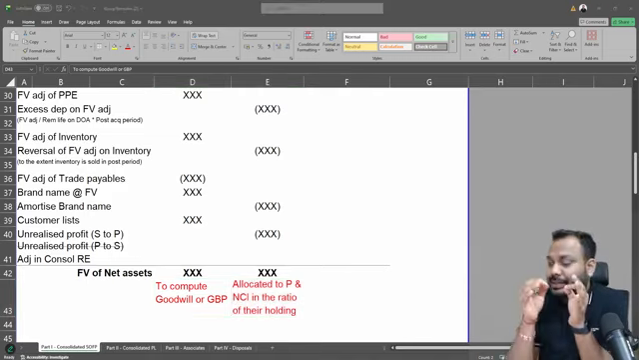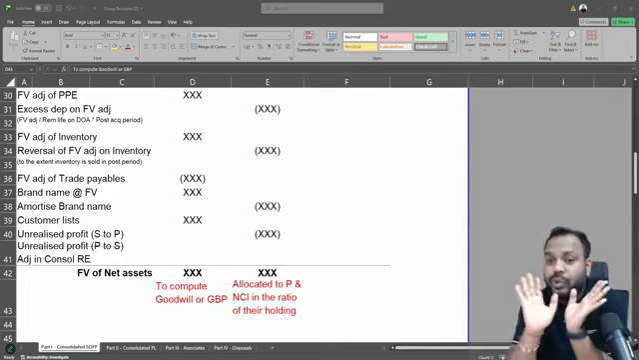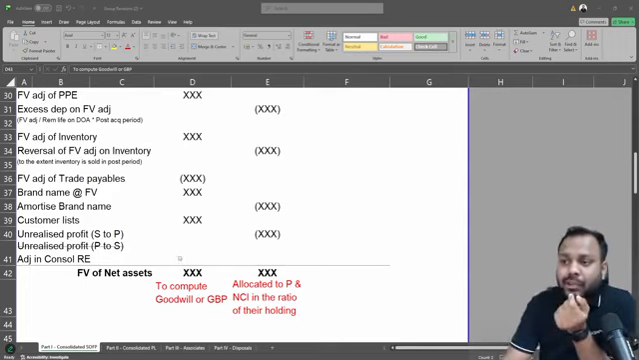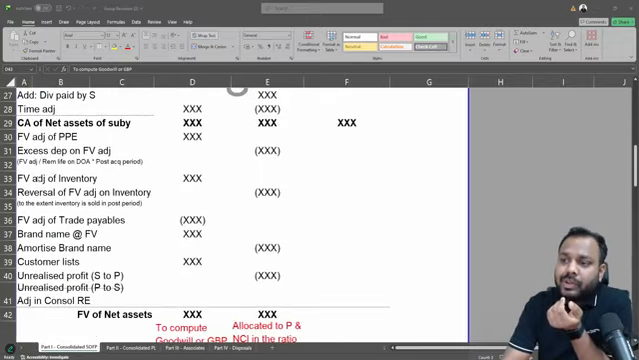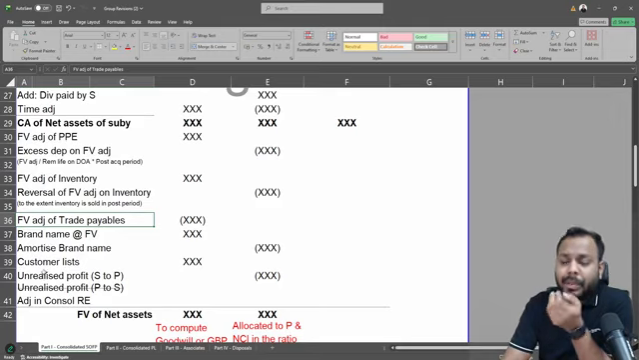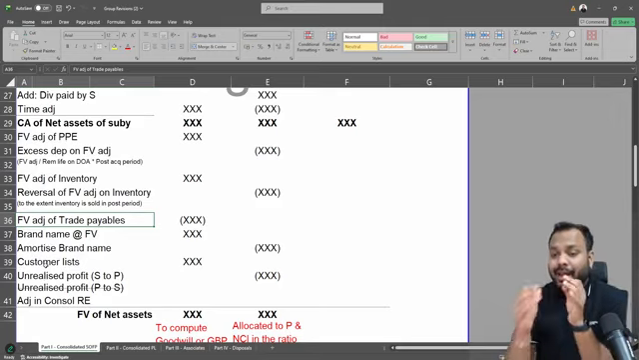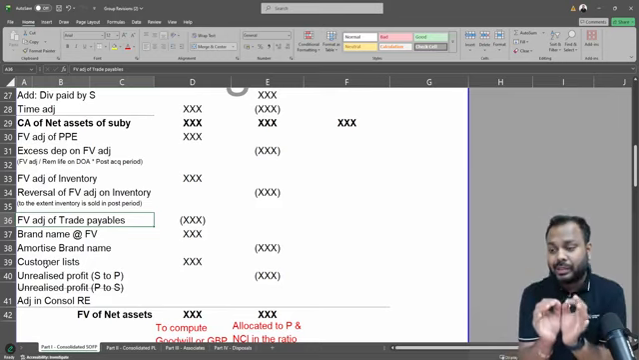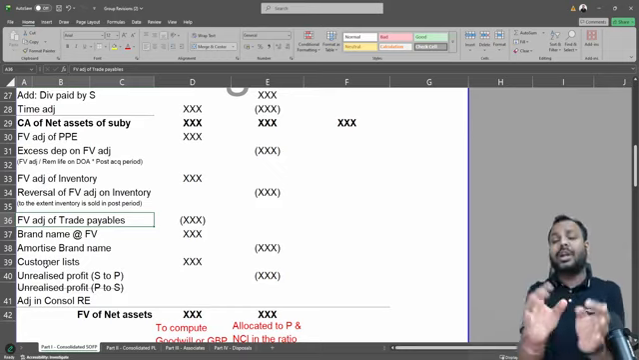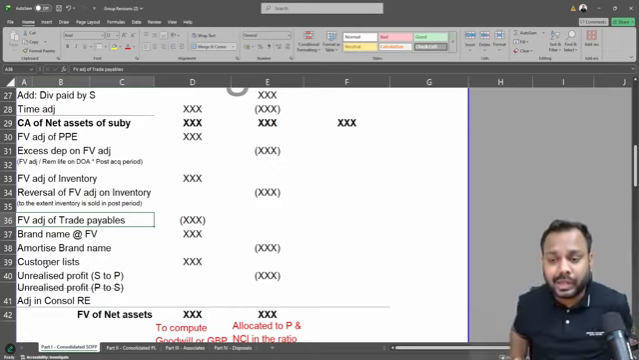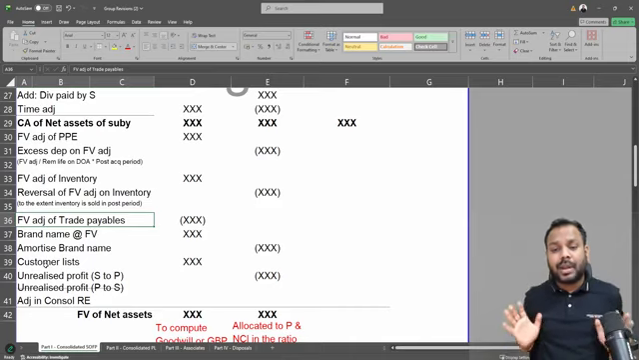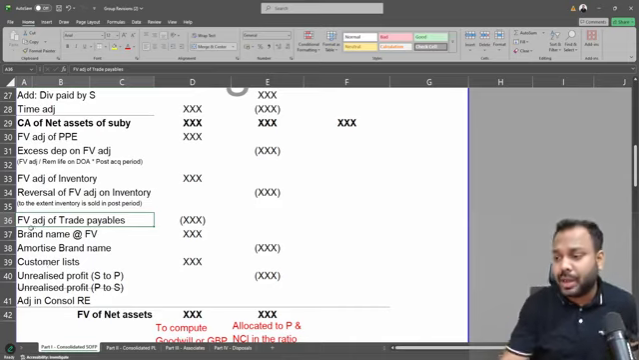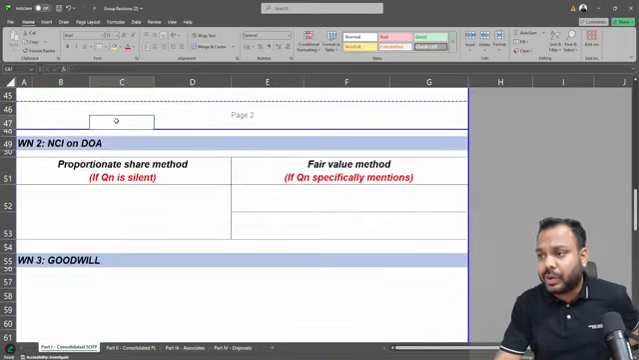Okay, guys, this is the same format which you have to use in the exam. I am taking an exhaustive list. Might be in the exam you will see only PPE adjustment is there, trade payables and all these are not there. But I am trying to take up everything possible, and I can assure you that nothing can come outside this. Okay, now let's move further.